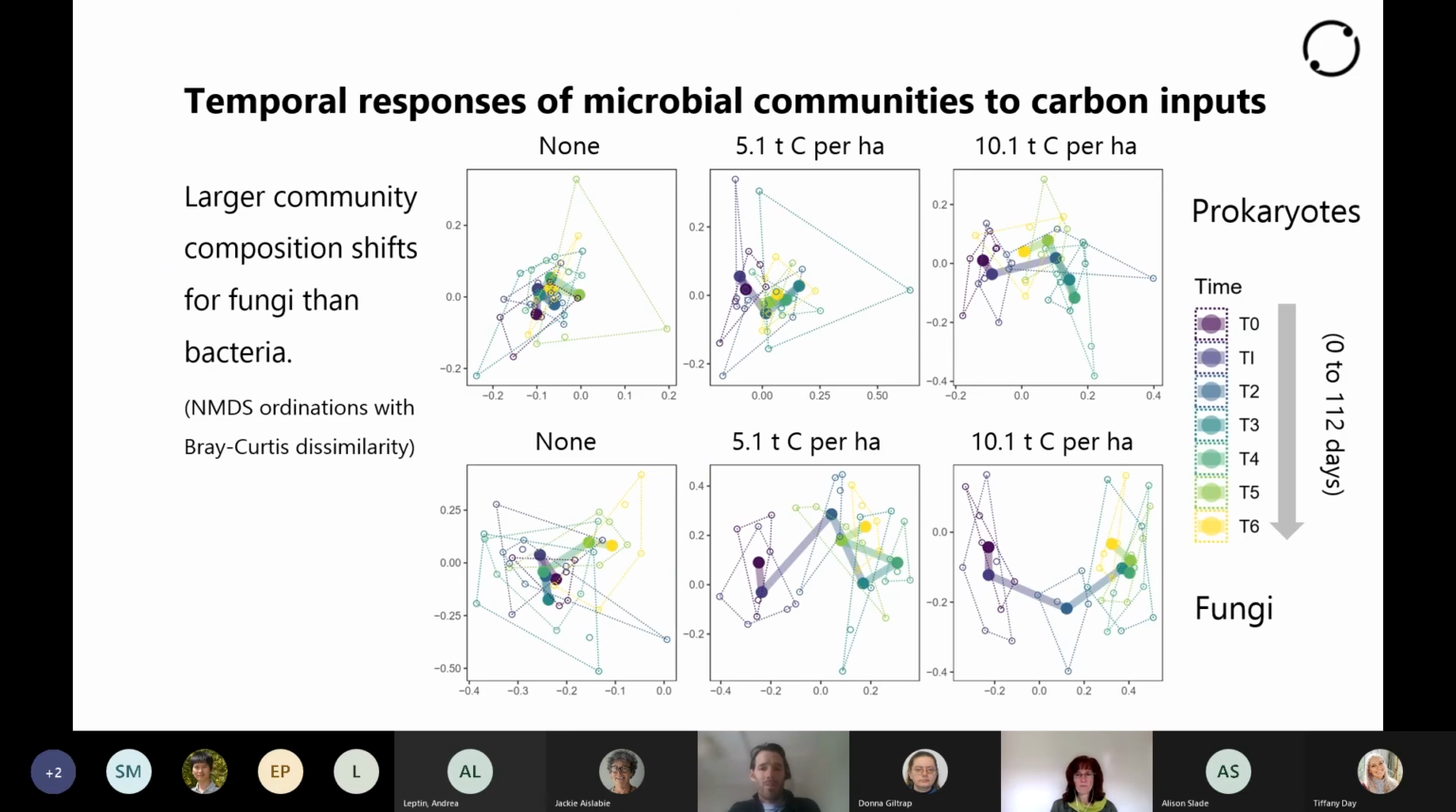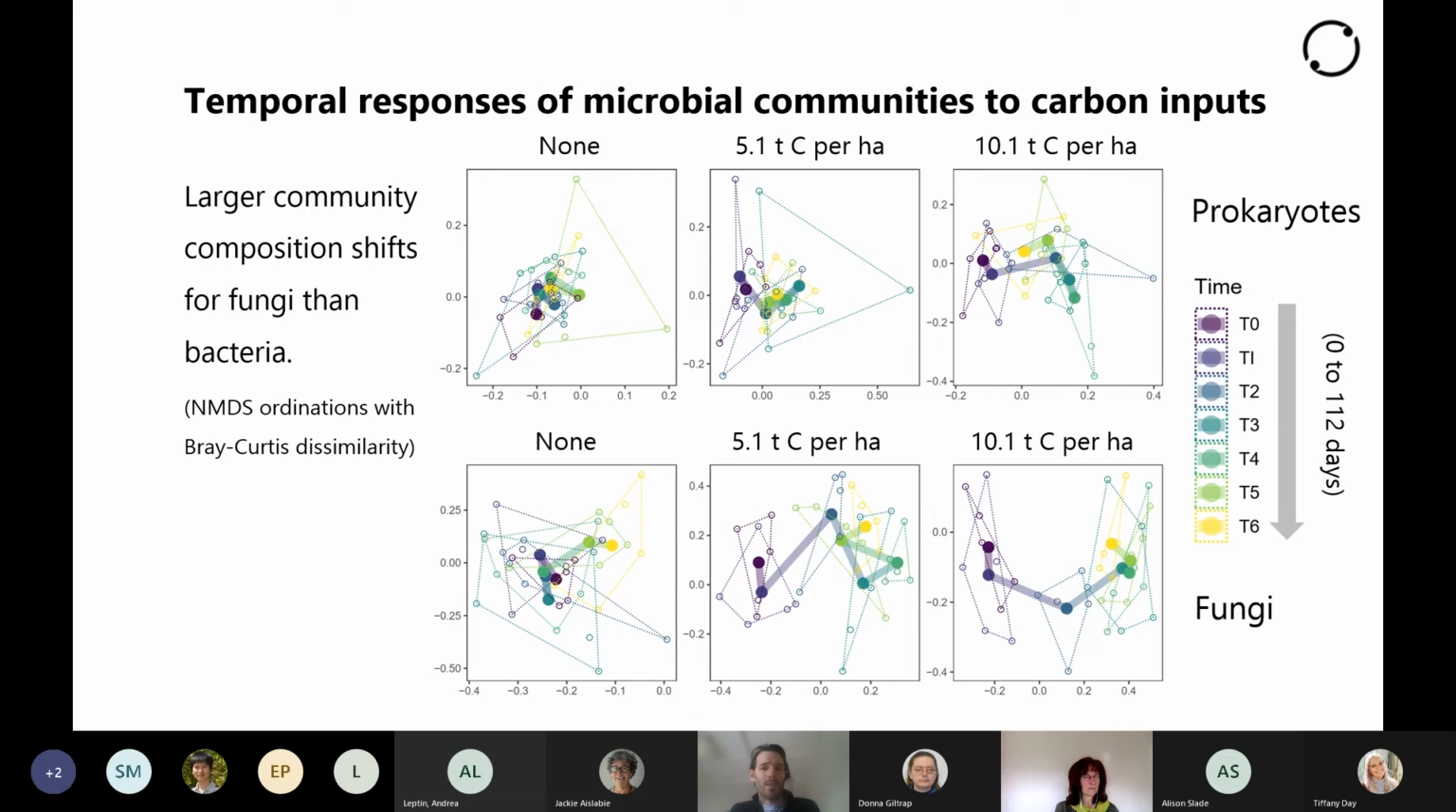This gives an overview of changes in community composition of prokaryotes in the top row and fungi on the bottom row, and how they're affected over time by urine plus no carbon input on the left, or 2 different rates of carbon input in the middle and the right 2 boxes. The colors of the points in the figure indicate the time of sampling. So purple points are immediately before the urine was applied, and the yellow points are after 112 days has passed.